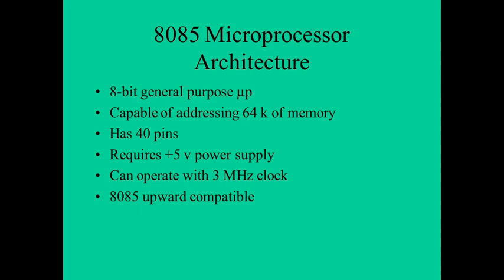Hello students, let us discuss the architecture of 8085 microprocessor. 8085 microprocessor is an 8-bit microprocessor because it has a word length of 8 bits. It is a general purpose microprocessor since we can instruct this microprocessor to perform various types of tasks. It is capable of addressing 64 kilobytes of memory.